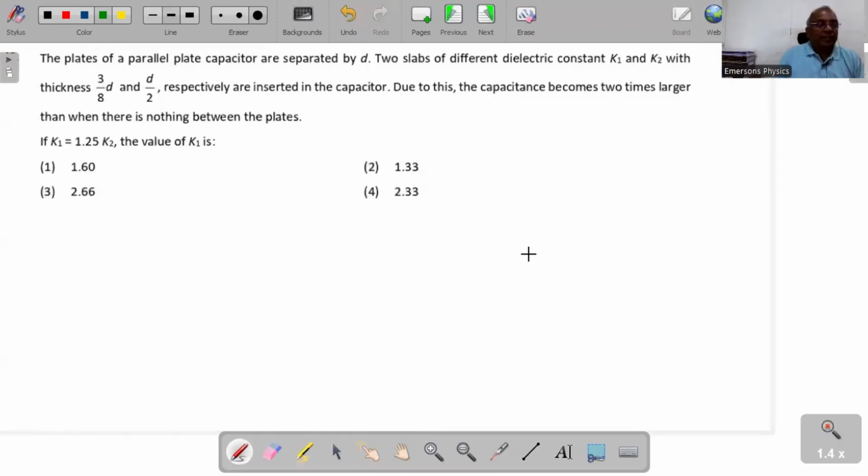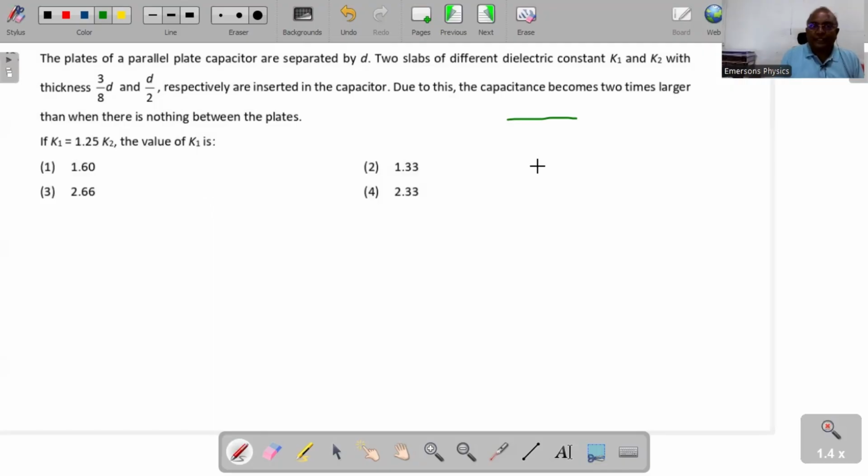Okay. The parallel plate capacitor plates are separated by a distance D. When two slabs of different dielectric constants K1, K2 with thicknesses 3 by 8 D and D by 8, respectively, are inserted in the capacitor, the capacitance becomes 2 times larger than when there is nothing between the plates. Okay. The K2 value is given. What is asked is the K1 value.